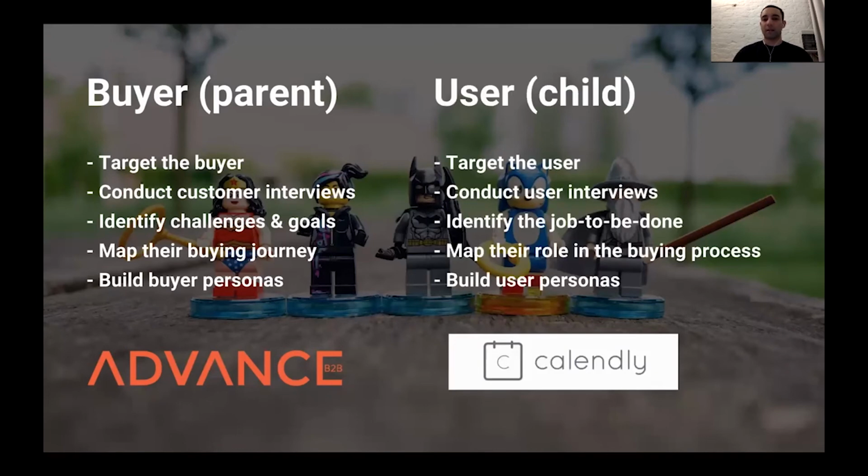But with a product-led approach to growth, most likely you want to focus on the user. So who's having this problem and who can we target with our content? So think about the user, conduct user interviews. Instead of focusing on wider challenges and goals, just figure out what is the job to be done? What is the job that your product does for the user? And then in many cases, the user might not actually be the buyer. So you need to map their role in the buying process and figure out what happens when people start using the product. How are they actually going to then influence the buying process?